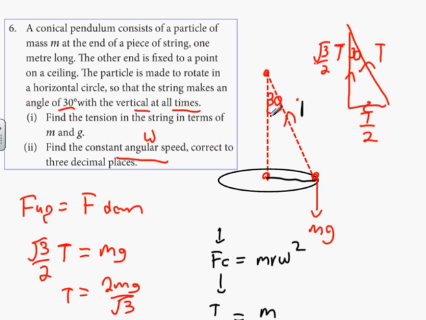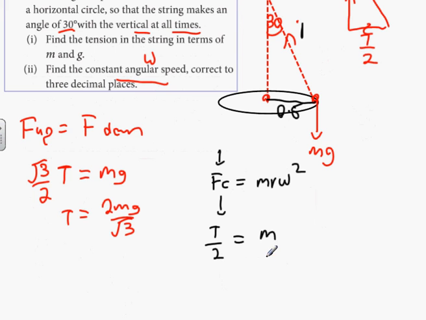So that's going to be 1 sin 30. And sin 30 is going to be? Sin 30 is a half, isn't it? So it means the radius is a half a meter. So m times 0.5 multiplied by omega squared, which we haven't got a clue what that is yet.